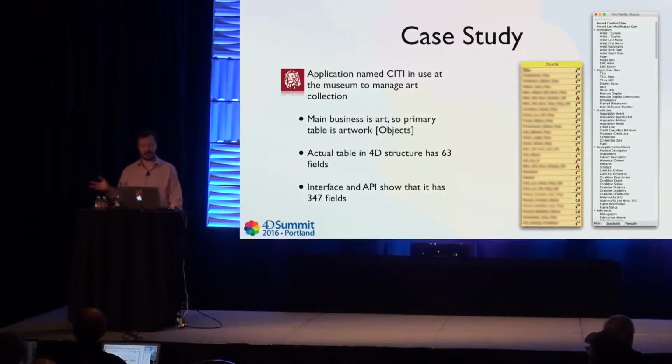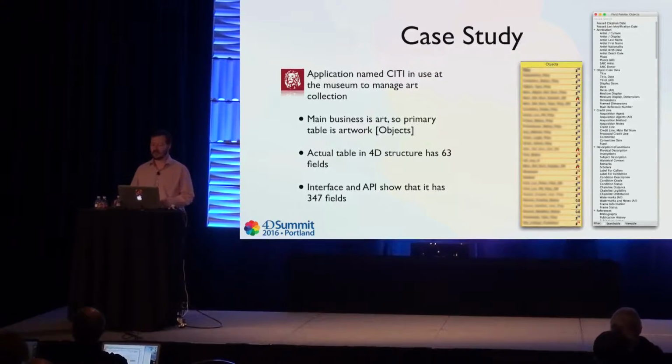Our main business is art, so our primary table is artwork objects. The actual table structure in 4D has 63 fields, most of which are actually only used in a specific mode of the application, namely our web serving. But the interface and our API for objects show that we have 347 fields. So, how did that happen?